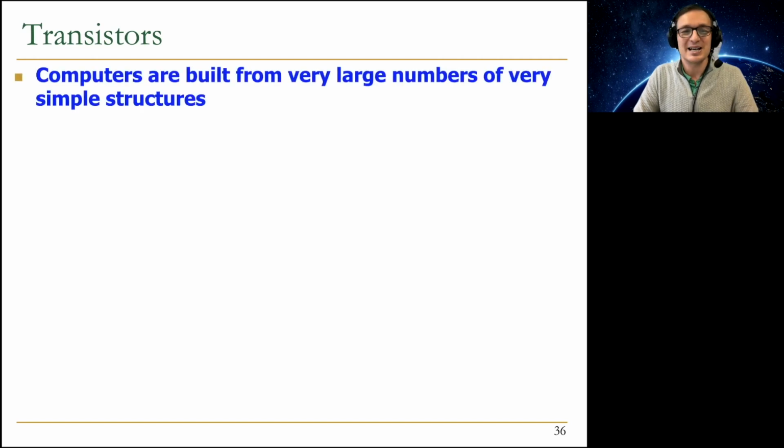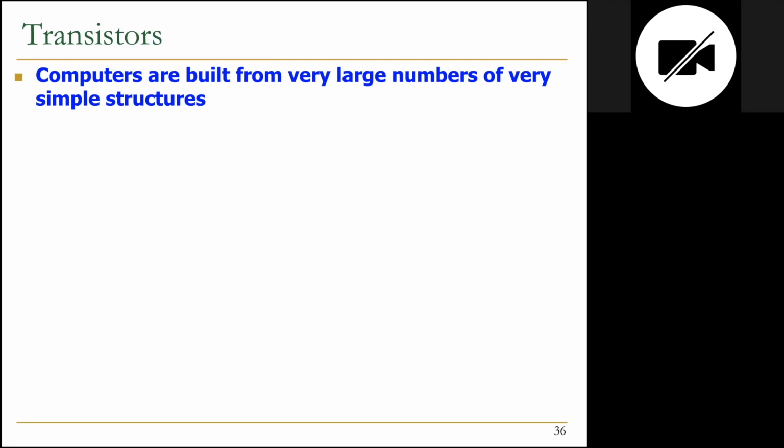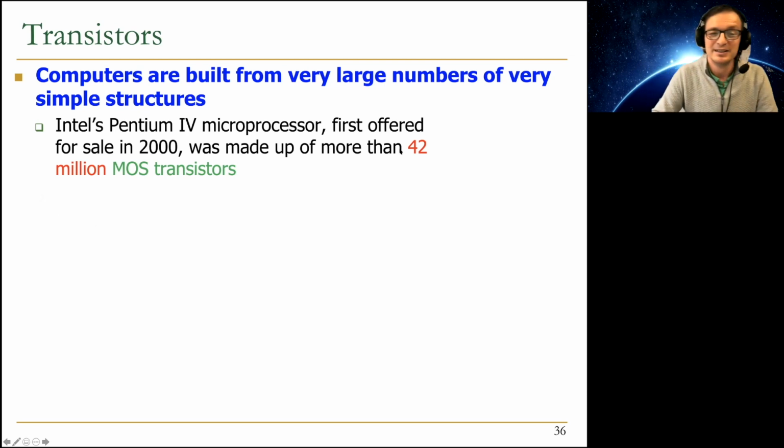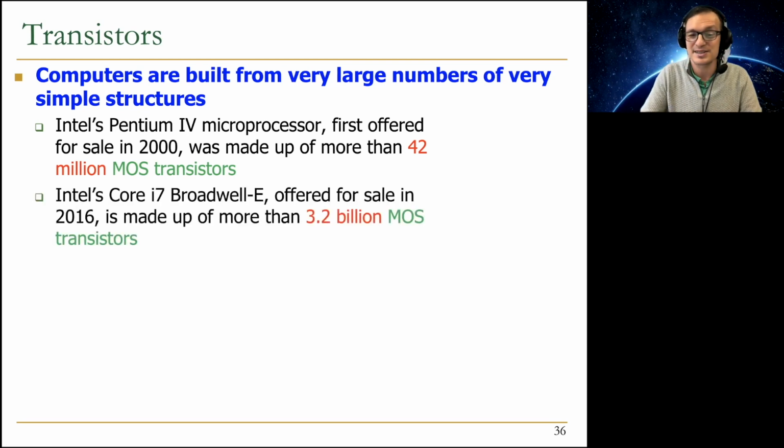So transistors are essentially very simple structures that enable the building of computers. And as you saw earlier, we use very large numbers of them to build computers. For example, Intel's Pentium 4 microprocessor was made up of more than 42 million transistors, and this was a lot at the time. And Intel's more recent processors in 2016 had 3.2 billion transistors. And as we've discussed earlier, a GPU has 21 billion transistors. Apple's M1 has 16 billion transistors today, for example. And Cerebras has, actually, I don't even know right now, it's in the trillions. I don't even remember that number. It was so big, but it was in the trillions, right?